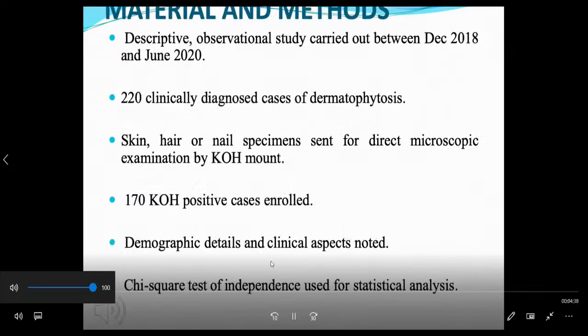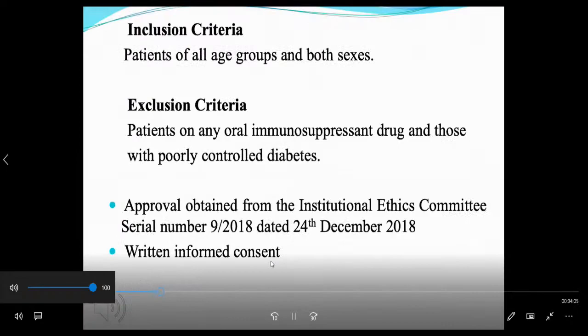This was a descriptive observational study carried out between December 2018 and June 2020. Here, 220 clinically diagnosed cases of dermatophytosis were taken. Their skin, hair, or nail specimens were sent for direct microscopic examination by KOH mount, out of which 170 positive cases were enrolled for the study. Their demographic details and clinical aspects were noted, and the chi-square test of independence was used for statistical analysis. Patients of all age groups and both sexes were included in the study, whereas patients on any oral immunosuppressant drugs and those with poorly controlled diabetes were excluded. Approval was obtained from the Institutional Ethics Committee dated 24 December 2018, and written informed consent was taken from all the study participants.